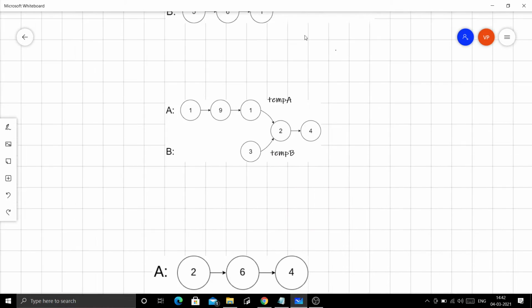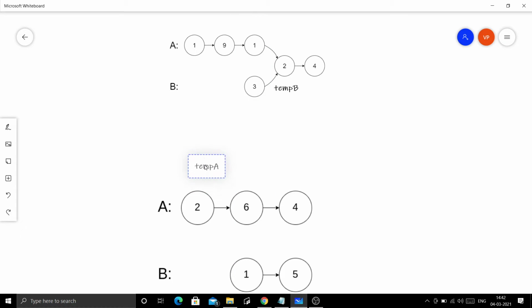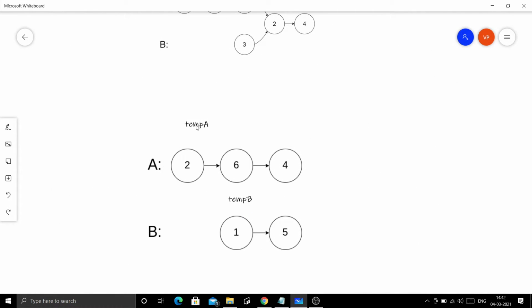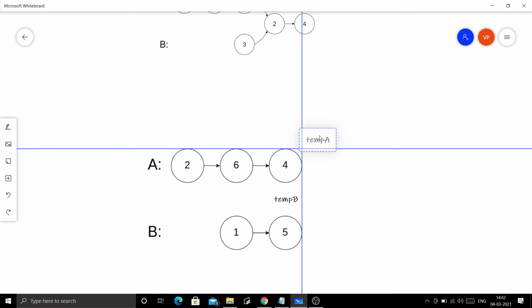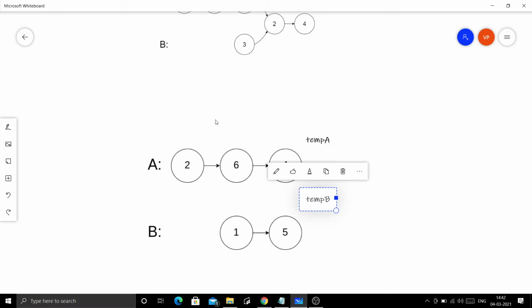Let's take another example where there is no intersection. So how can we find it? It is here, it is here. From the basic method we used in the previous questions, we will first try to take them to the same level. So temp A is moved to the same level. Now they will compare. Temp B will come here. Temp A will now go to null, and temp B will also go to null. So our answer will be null in this case.